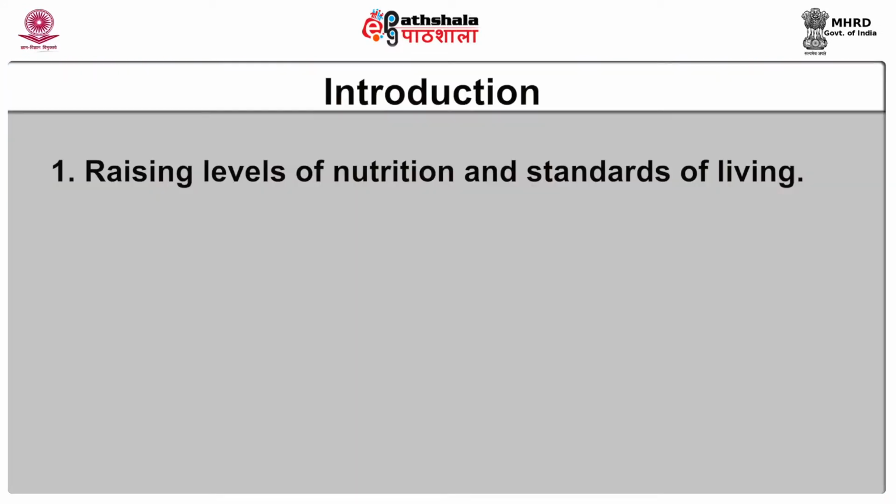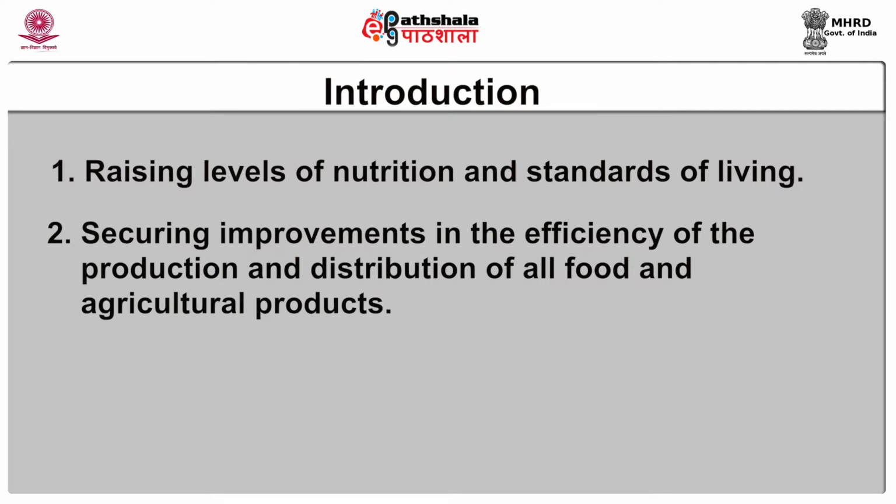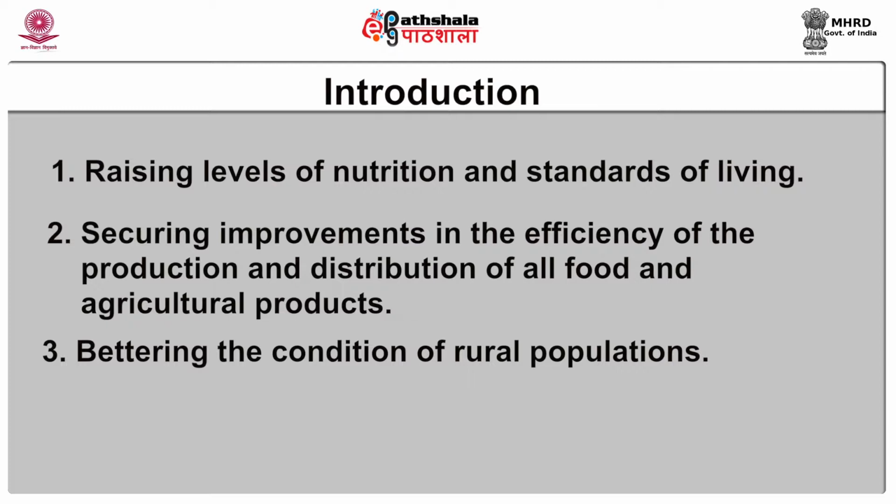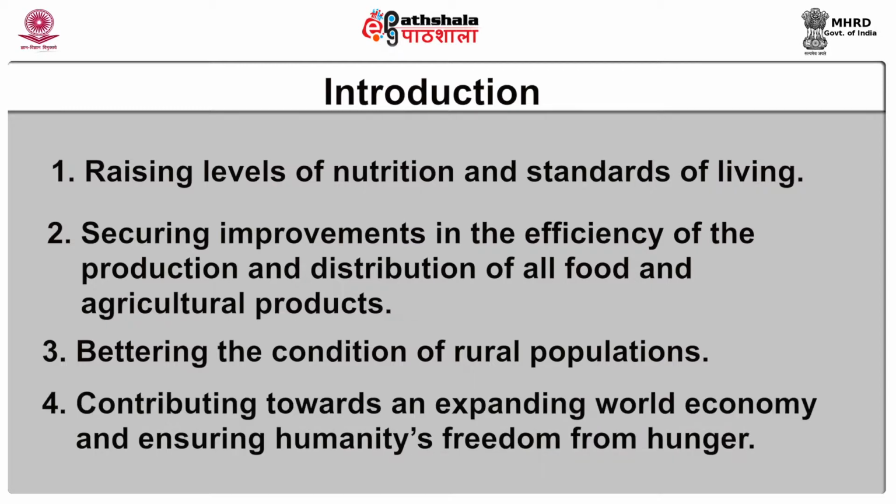The preamble aims at number 1, raising levels of nutrition and standards of living, securing improvements in the efficiency of production and distribution of all food and agricultural products, bettering the condition of rural populations, and thus contributing towards an expanding world economy and ensuring humanity's freedom from hunger. For this is most important. Now, there are certain strategic objectives which have to be kept in mind.